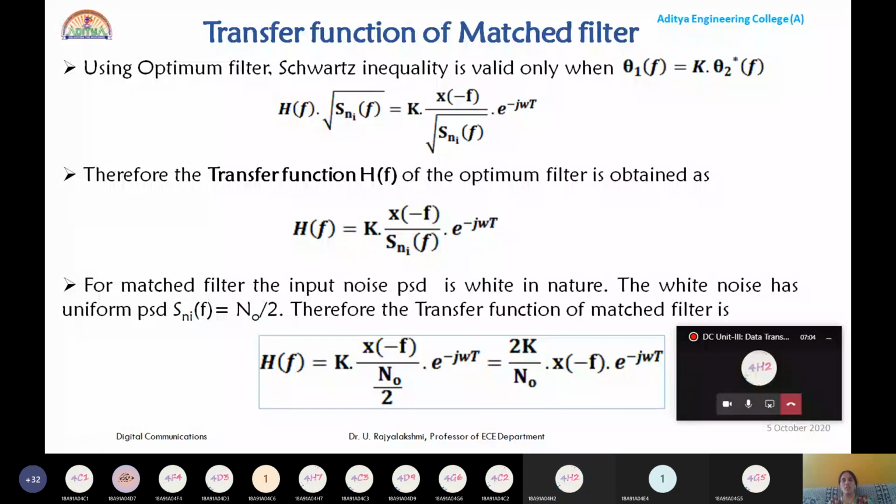Can you tell me the probability of error expression for the optimum filter we calculated in the last class? Yes, ma'am. 1 by 2 erfc of (x01(t) minus x02(t)) by 2 root 2 sigma. Very good. What is rho? We considered some factor rho. What is that rho?